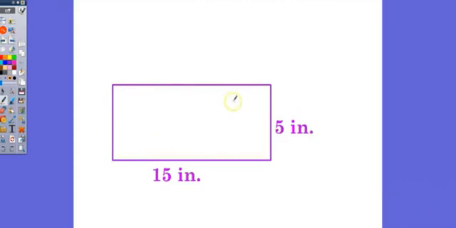Now we're going to take a look at this rectangle. This length on the bottom is 15 inches. If the length is 15 inches on the bottom, the length is 15 inches on the top. If my height is 5 inches on the right, then my height is 5 inches on the left.